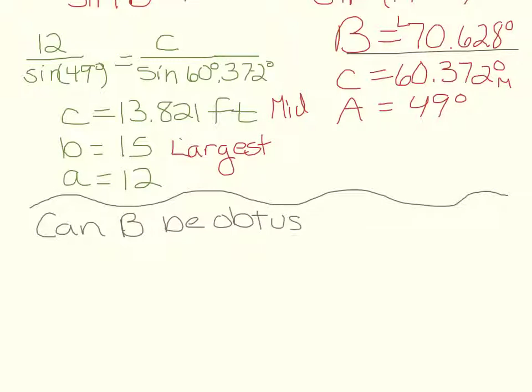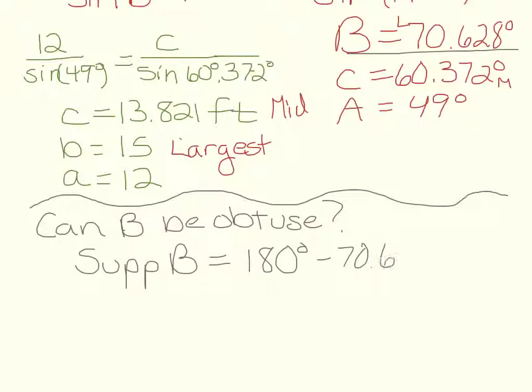Well, the supplement of angle B is 180 degrees minus 70.628 degrees, which would be 109.372 degrees. Okay. So that could possibly be angle B. We already know angle A is 49 degrees.